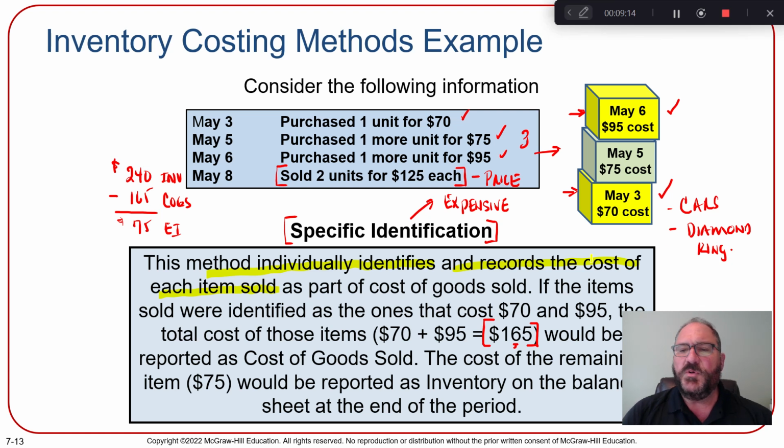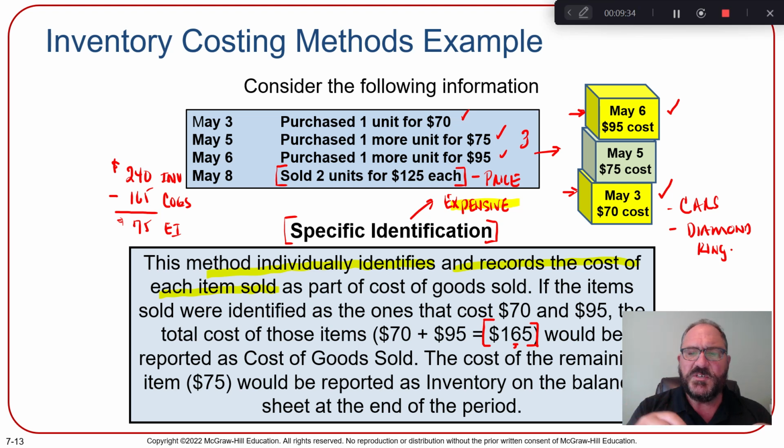By the way, these are normally expensive items, okay? They're normally expensive items, cars, rings. Can you imagine a jewelry store? Do you think they just have a code that says diamond ring? They know exactly which diamond ring. They know exactly how big it is, how many carats, all this kind of stuff, the cut, everything.